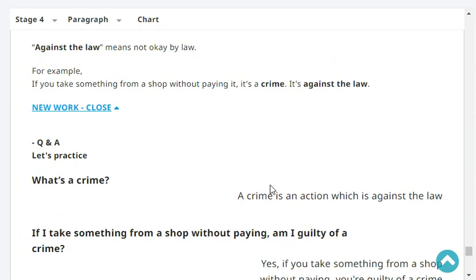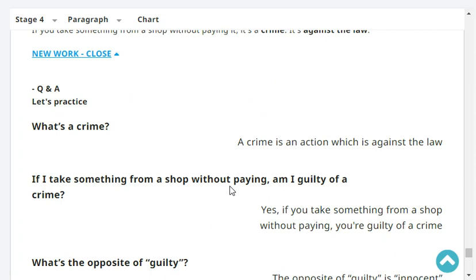Let's practice. What's a crime? A crime is an action which is against the law. If I take something from a shop without paying, am I guilty of a crime? Yes. If you take something from a shop without paying, you're guilty of a crime. Very good.